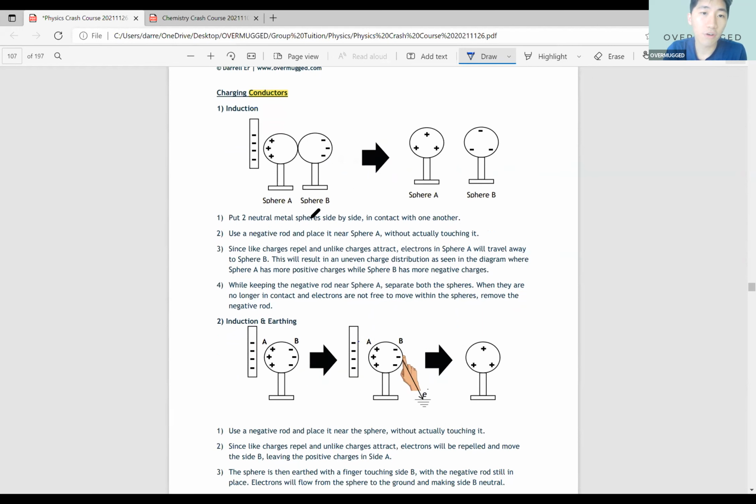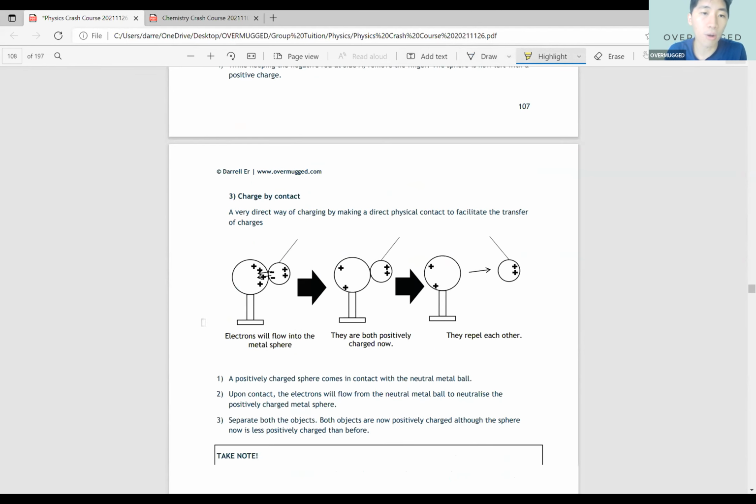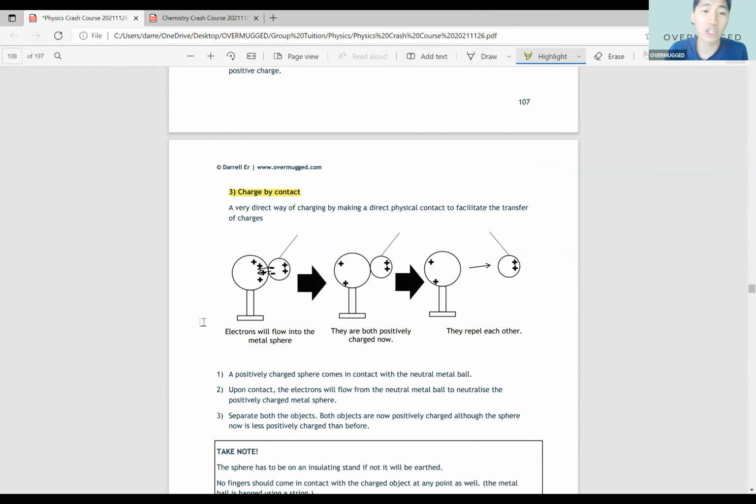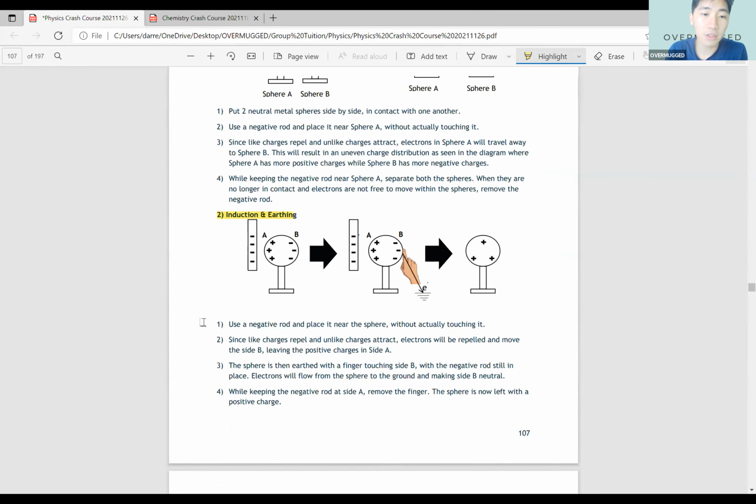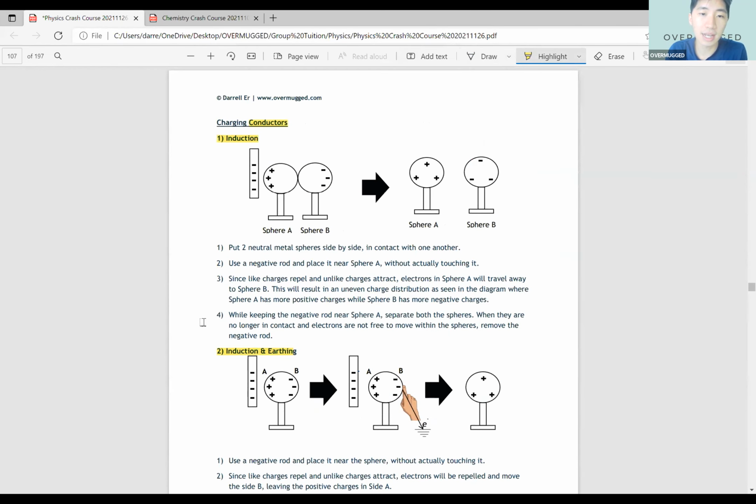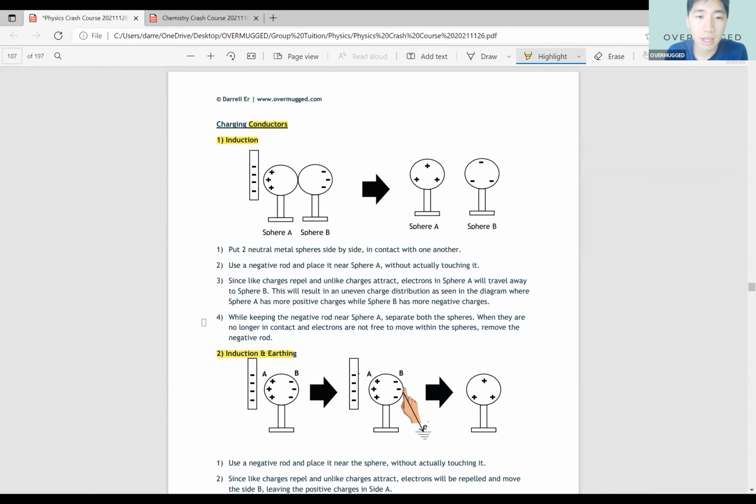Now, charging of conductors, fortunately or unfortunately, there are a total of 3 methods. The bad news is that you need to know all 3. The good news is that they all are quite logical, which means you do not actually have to memorize them. Now, I'm just going to go through one, which in this case is induction. All right, method 1. Take a look.